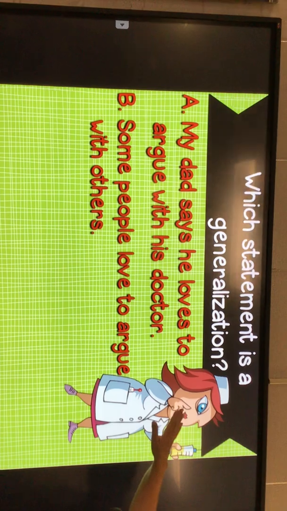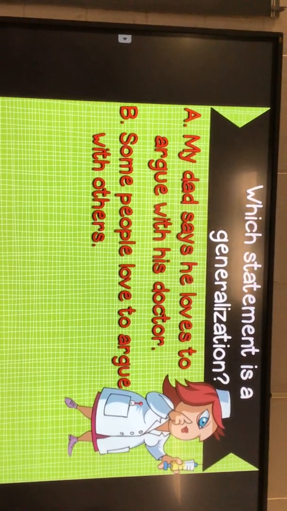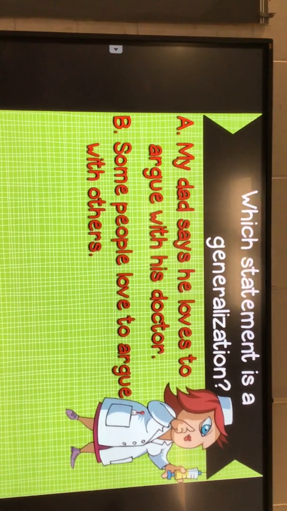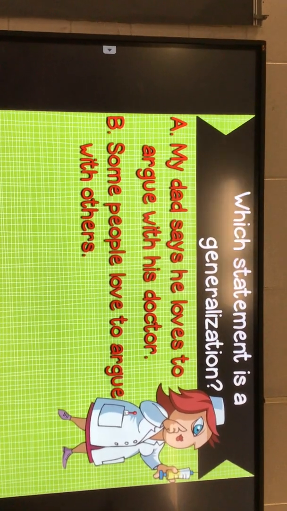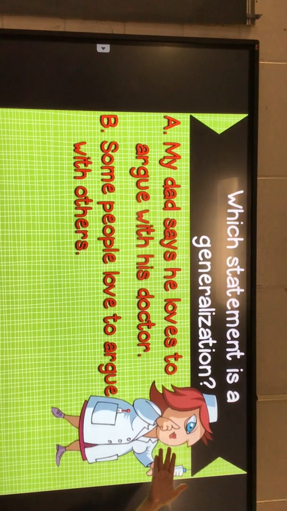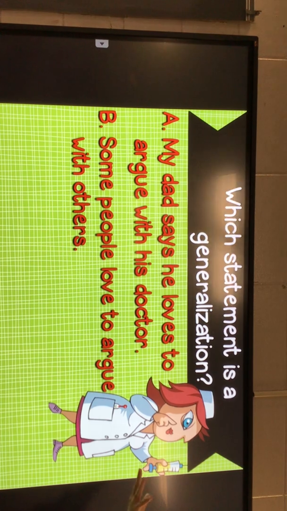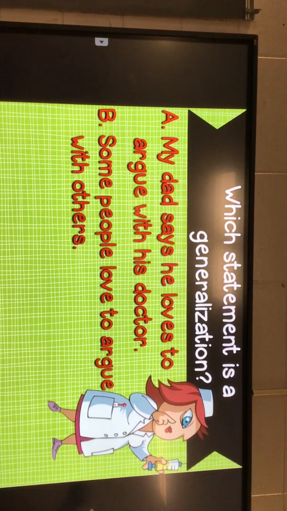Okay, so just tell me about these. Tell me about the first one. Is this a valid or a faulty generalization? Or I guess that's not even a generalization. That's not even a generalization, is it? That's a fact. Dad likes to argue with his doctor.